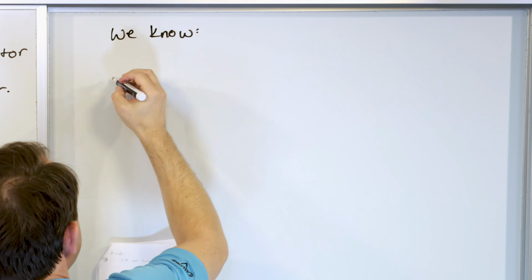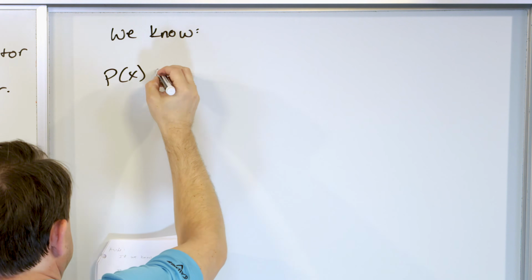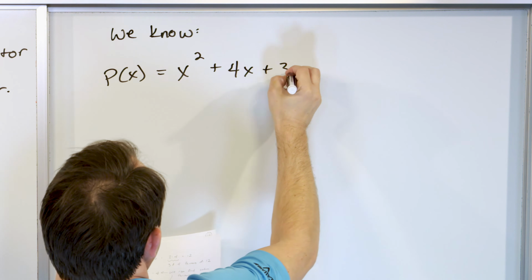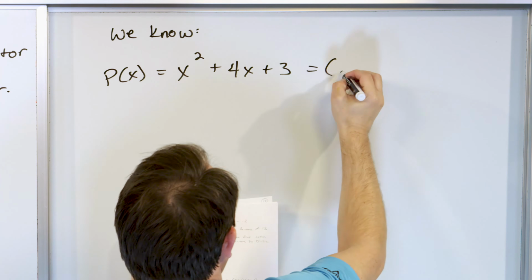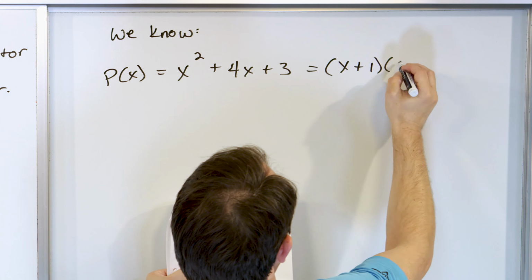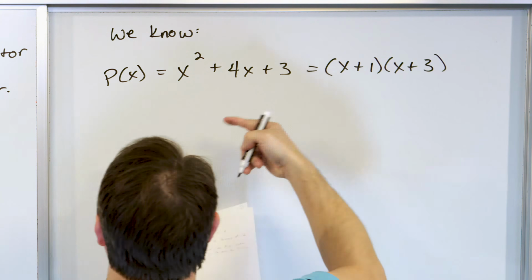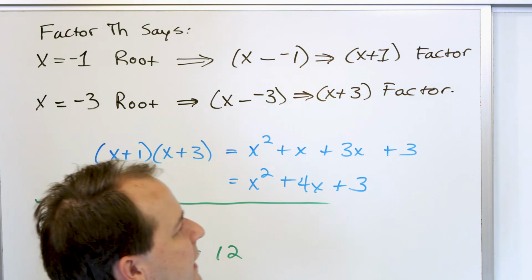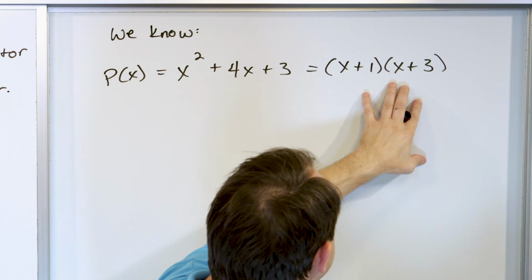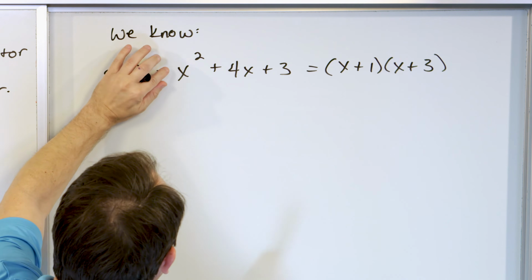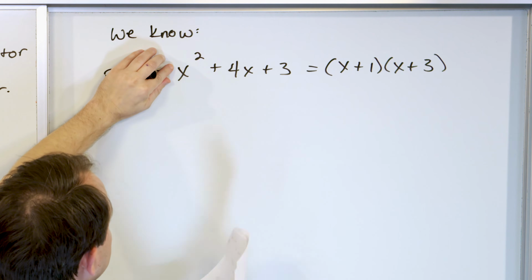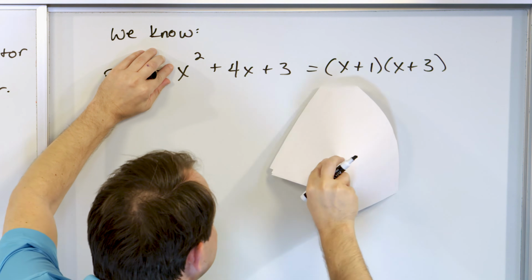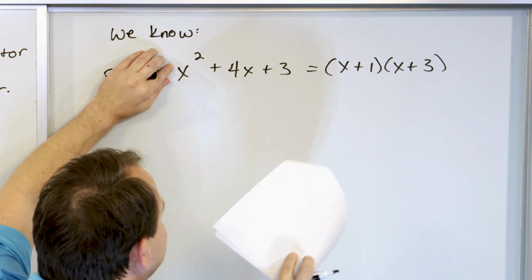Okay, so for instance, if I know the following, that this polynomial, p of x, is x squared plus 4x plus 3, and I know that it factors as (x plus 1)(x plus 3). I know this because we just did it, right? I've shown you that when you multiply all this out, that's what you get. So this is the factored form of this. What it's telling you is this polynomial here is exactly equivalent to this factored form. They are the same thing.